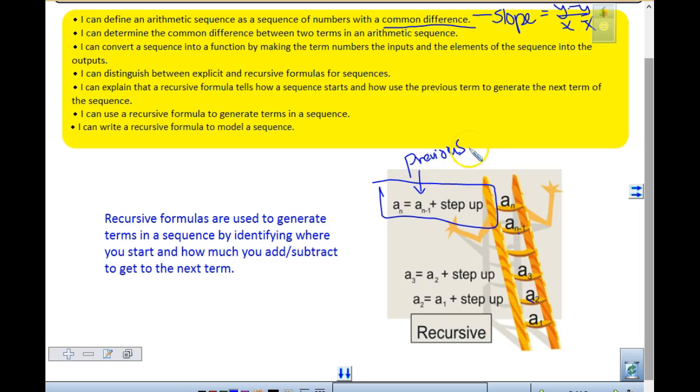And then it's plus the step up, or the rate of change, the slope. So that step up is kind of like our slope that we did earlier in this unit. Those would be important to have in your notes. Looking at the previous slope-intercept form at the top, this common difference is the same as our slope.